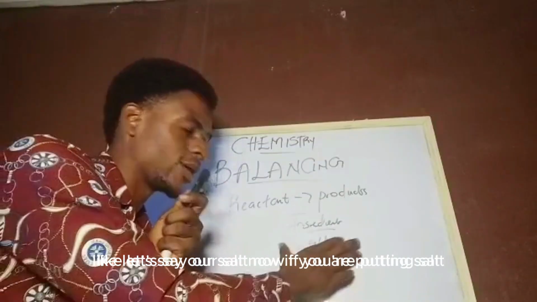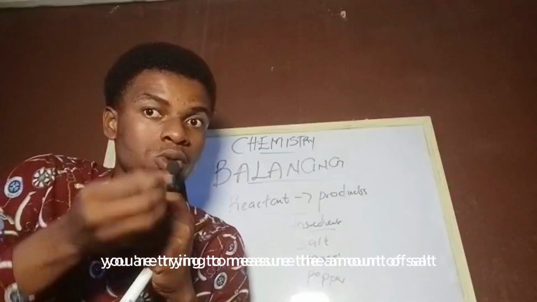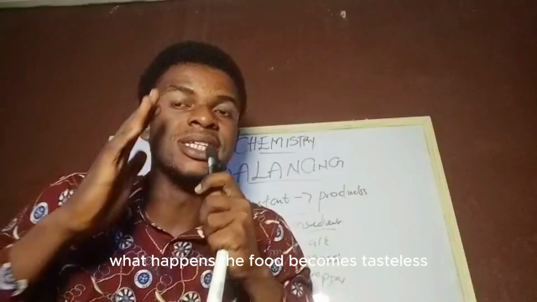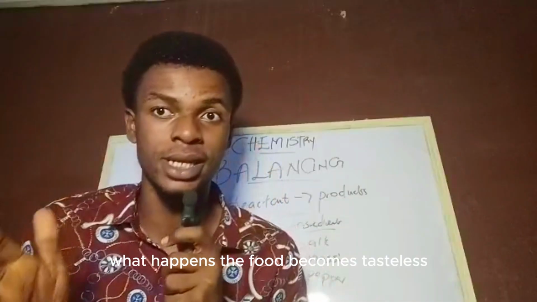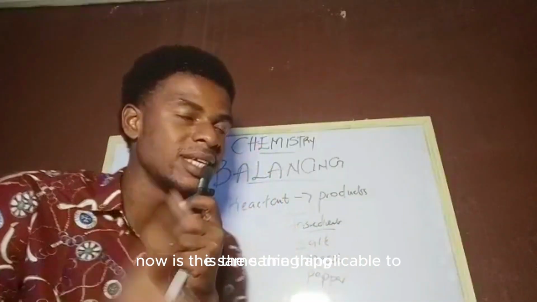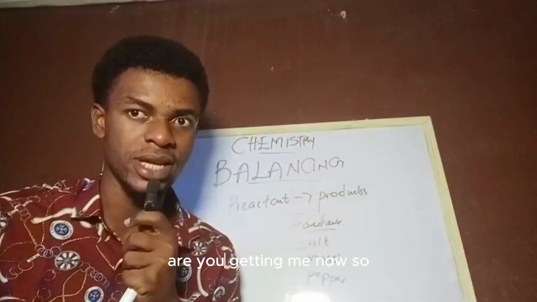Let's say our salt. If you are putting salt, you are trying to measure the amount of salt you are putting there. Because if you put all the salt in there, what happens? The food becomes tasteless. So this is the reactant. And it's the same thing applicable to balancing of chemical equations. Are you getting me now?